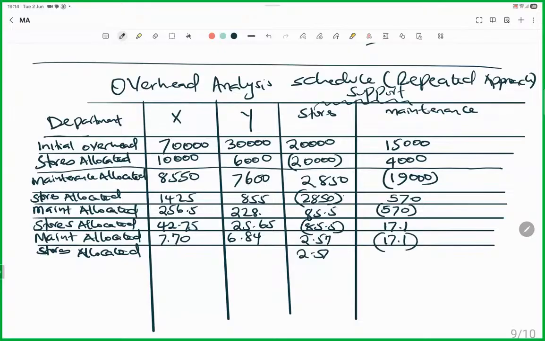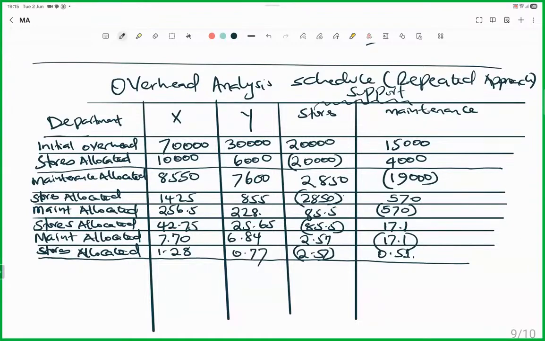Remember the percentage of stores, 50%, 30%, 20%. 1.23. 1.28, 2 decimal places. Yeah. And then 30%, 0.77. And then 20%, 0.51. Now we shall stop there because we have hit 0 point something for one of the service departments.